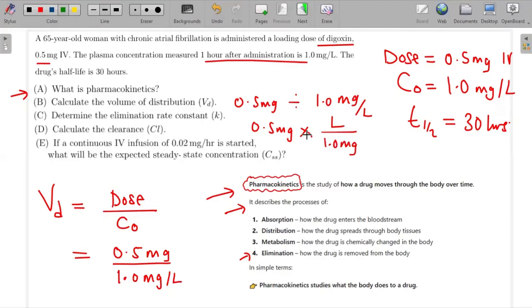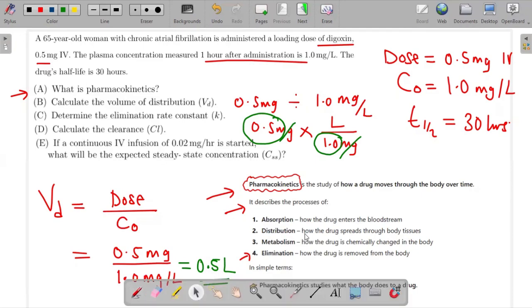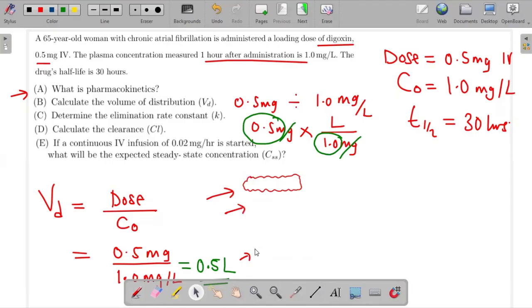So you see what happens there, the milligram and the milligram are going to cancel. Then I'm just going to have 0.5 divided by 1.0 liters. So what do you think I'm going to get there? Okay, so I'll get my volume of distribution to be just 0.5 liters. So that is my volume of distribution: 0.5 liters. All right, so any questions there?